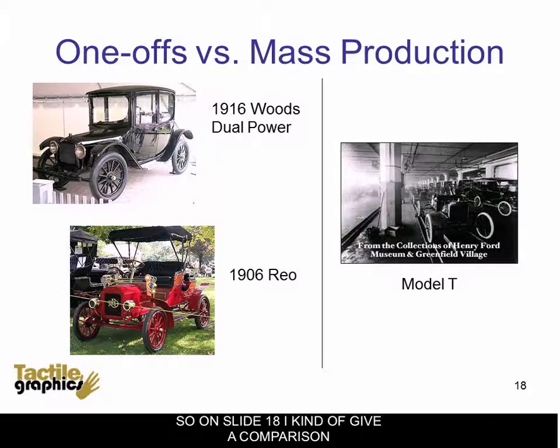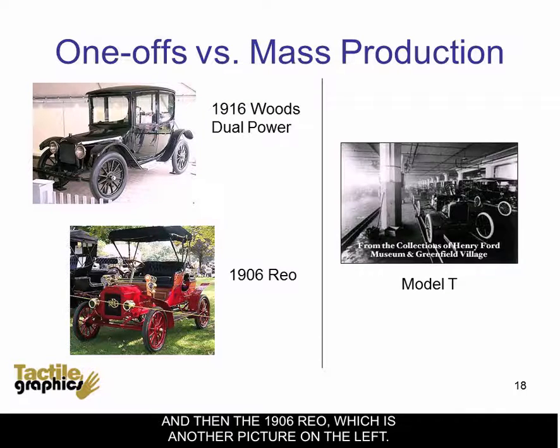So on slide 18, I give a comparison of one-offs versus mass production. I was promoting mass production. If you think back to around the turn of the century, from the 19th century to the 20th century, we're now in the 21st century, automobiles were just coming into existence, and every automobile was a custom automobile. On the left, I show a picture of a 1906 Woods Dual Power, which is really a hybrid. It ran on both fuel and on battery. So hybrids were already around in 1906. But it is a beautiful automobile.